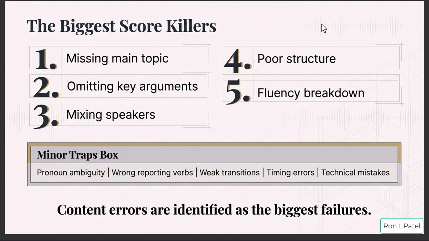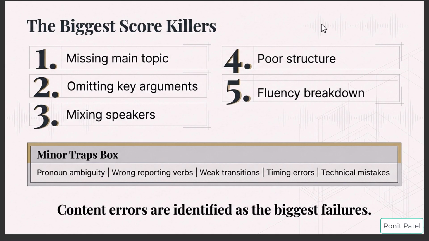Second, omitting key arguments. Partial summaries equal partial marks. Students often focus on the first speaker, panic during the second, and forget the third one completely. The information coverage should be done in a balanced way.